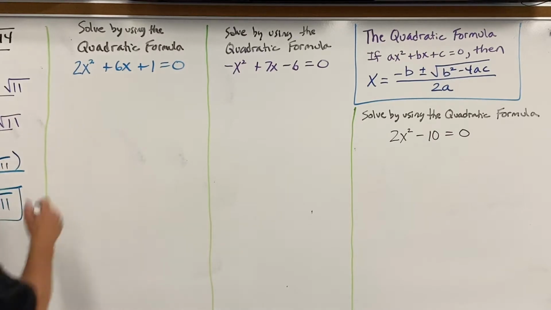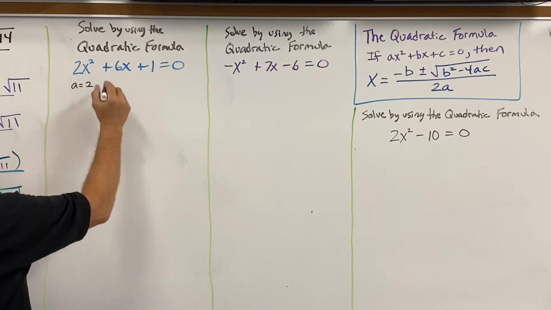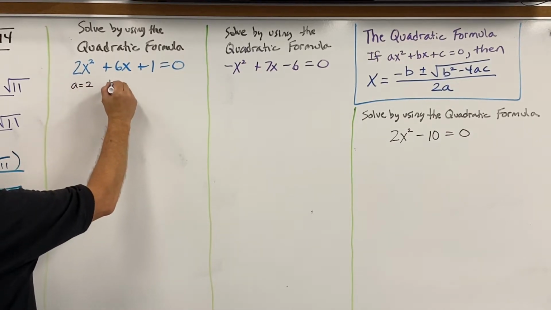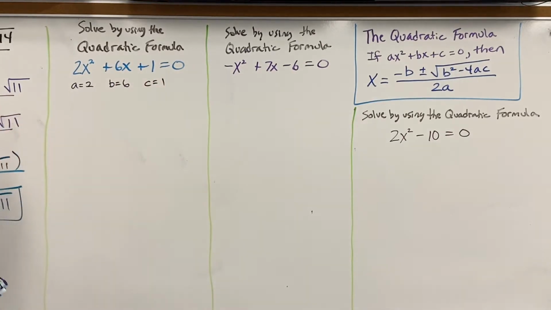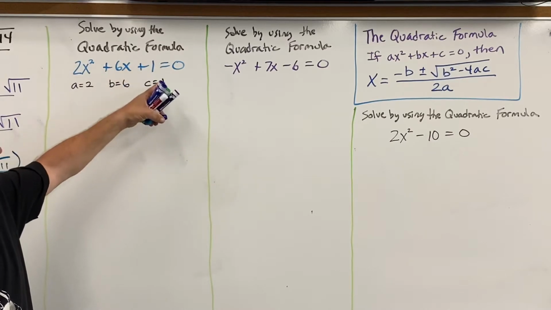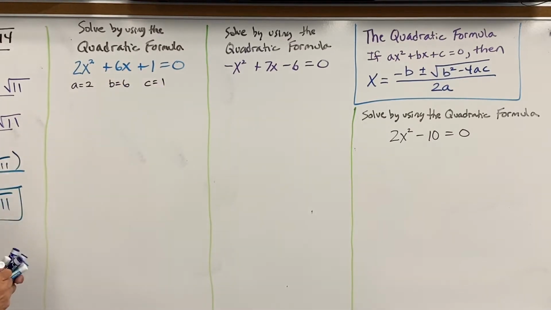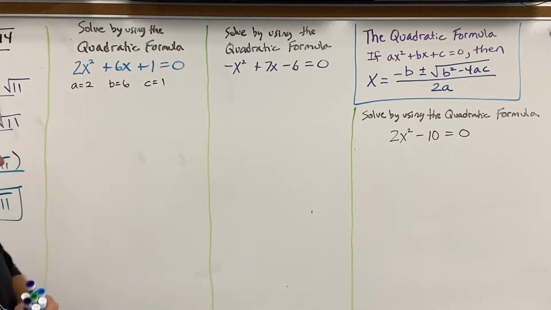A is whatever's in front of the squared term, which in this case is 2. B is whatever's in front of the single power term, the x. B in this case is 6. C is the constant, positive 1. Also, you pay attention to the signs. Like if that was a negative 1, you'd use negative 1 there. And then you plug it into the quadratic formula. All you do is plug these numbers in for the letters in the quadratic formula.